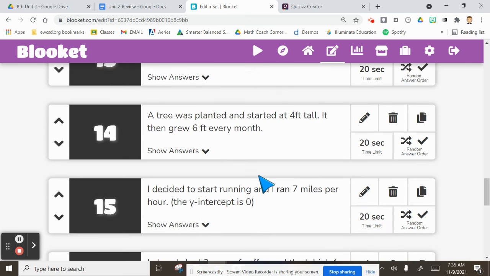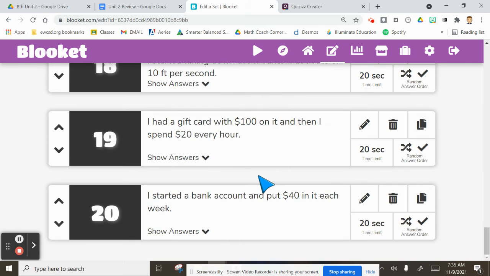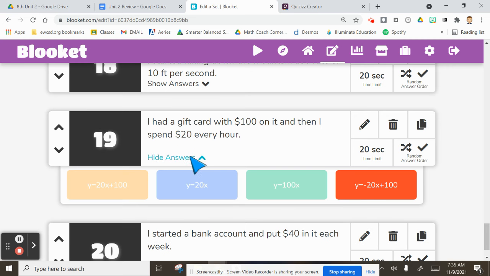Okay. As I keep going a little bit, I had a gift card with $100 on it, and then I spend $20 every hour. I'm spending money, so I am having a negative slope. The money's going away. I have $100, but it's going to slowly dwindle. And if it's every hour, how many hours would it take for me to spend my entire gift card?